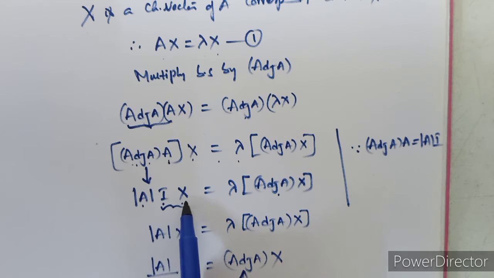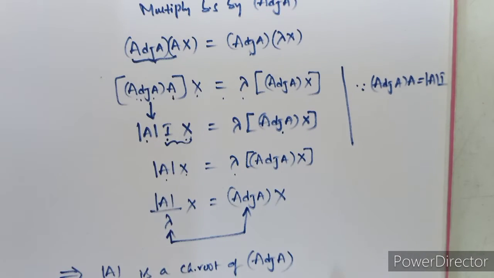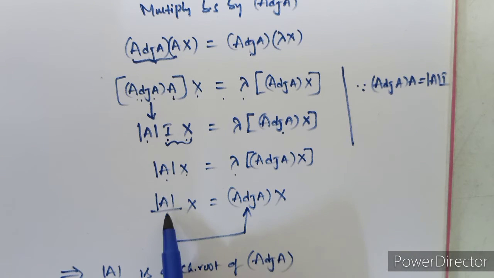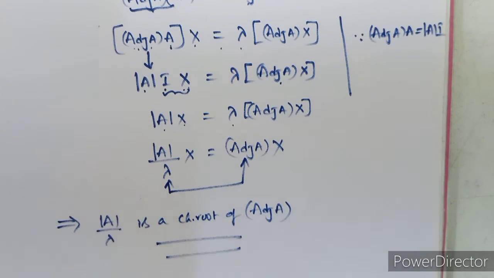By identity law, I into X gives X. Therefore, det A into X is equal to lambda times of adjoint A into X. Now, we bring this lambda to the left side. Det A by lambda into X is equal to adjoint A into X. Therefore, det A by lambda is a characteristic root of adjoint A. All these are very, very important bits in the competitive exams.